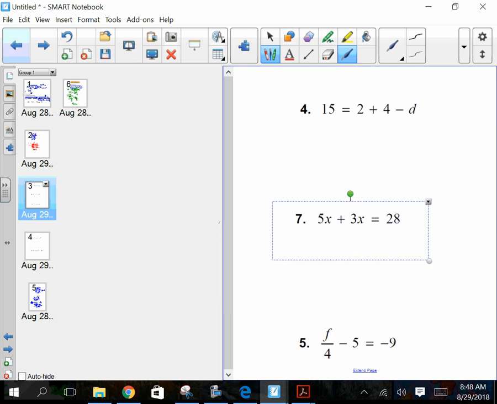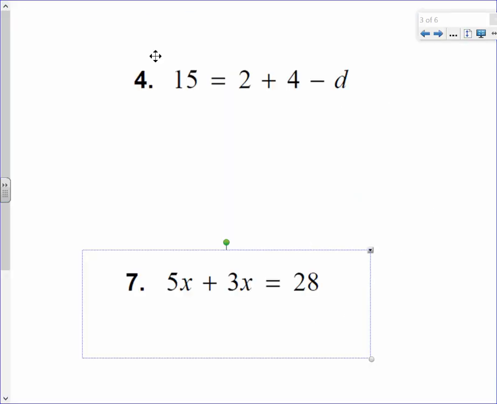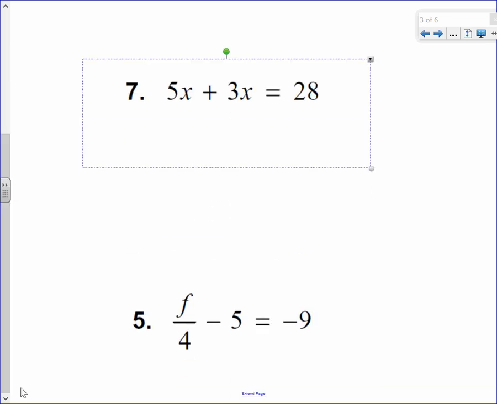I'm gonna go fast. All right, I'm gonna go fast, you guys. Shoot.